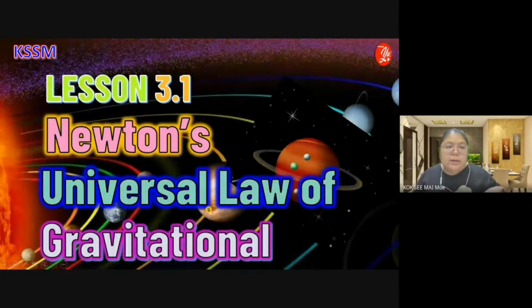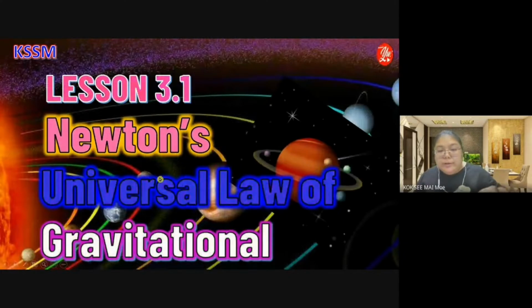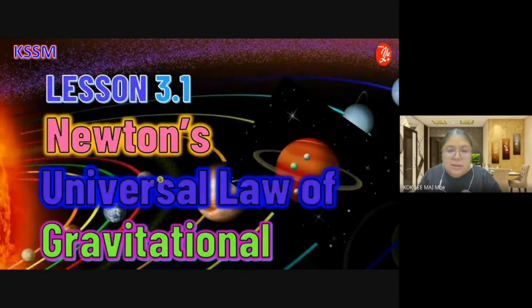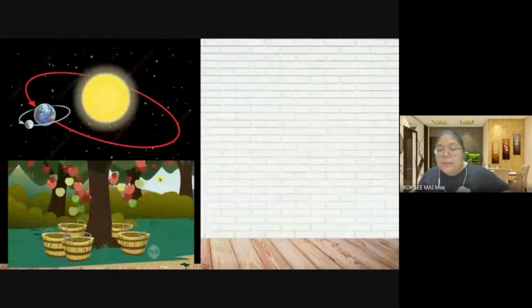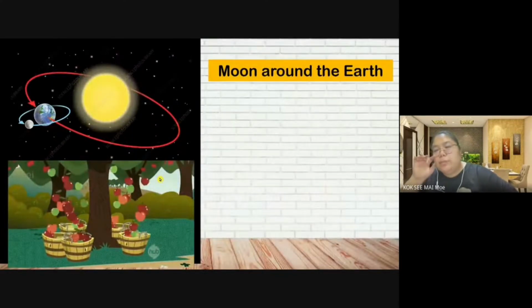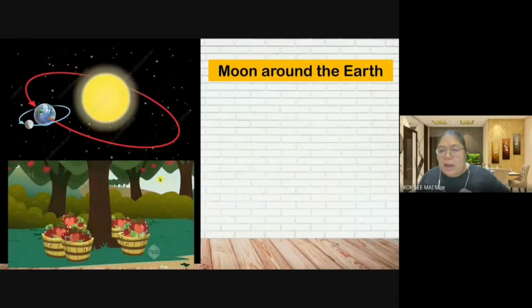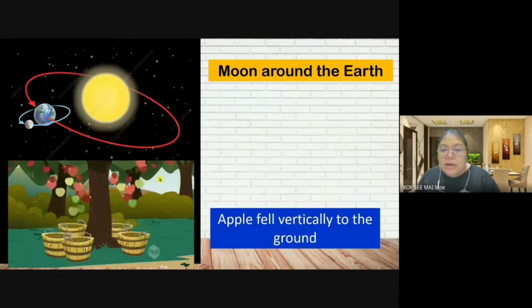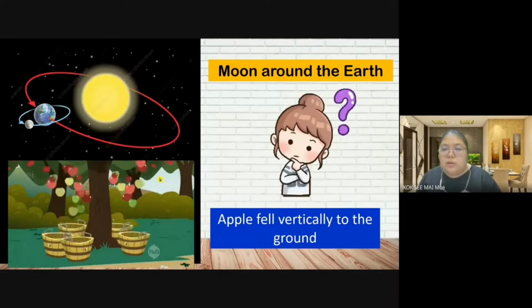Okay, this one is Newton's universal law of gravitation. Now we see what they're talking about. First one, the moon around the earth. I think everybody knows. Another one is an apple falling vertically to the ground. So this is one of the questions.